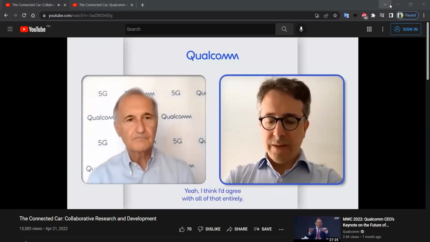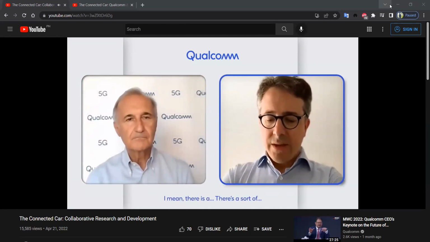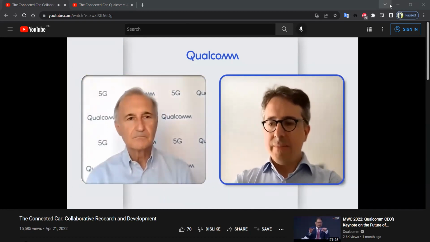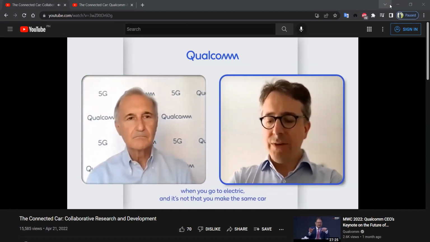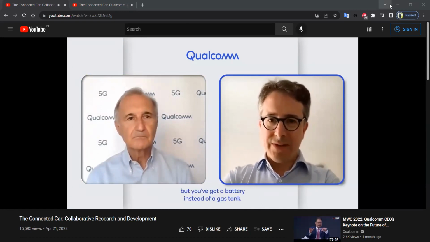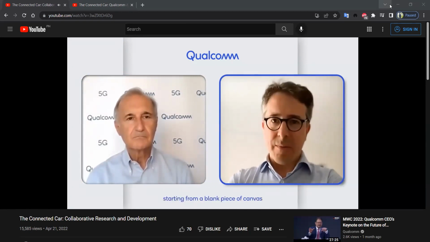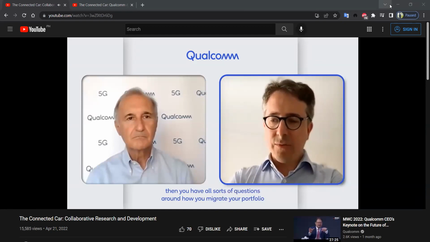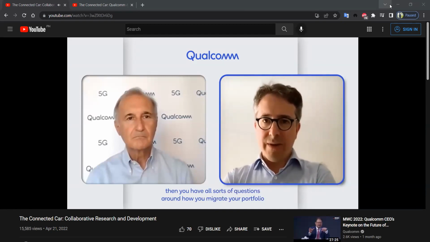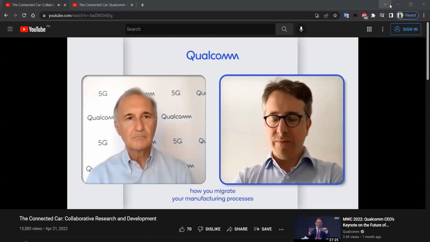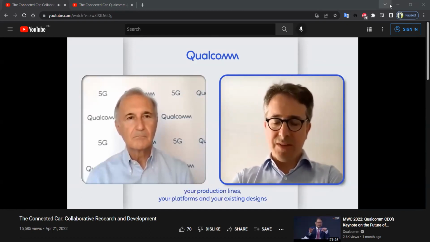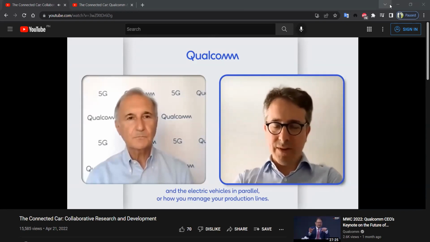Yeah, I think I'd agree with all of that entirely. As we said earlier, there is this fundamental transition when you go to electric. It's not that you make the same car with a battery instead of a gas tank. You rip the spine out of the car. So if you're not a completely new company starting from a blank canvas, you have all sorts of questions around how you migrate your portfolio, your manufacturing processes, your production lines, your platforms and your existing designs, how you produce both the ICE vehicles and the electric vehicles in parallel, and how you manage your production lines.